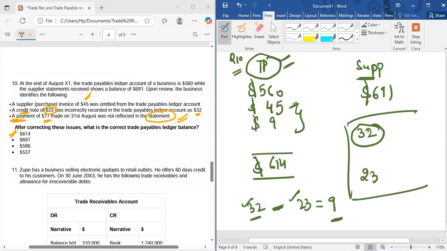But what has happened here in this question is that we incorrectly said that we will not pay 32, but in reality it was just 23. So this extra amount, this 9, we have to pay, so we will add this because we have to pay, so it will increase our liability, right?